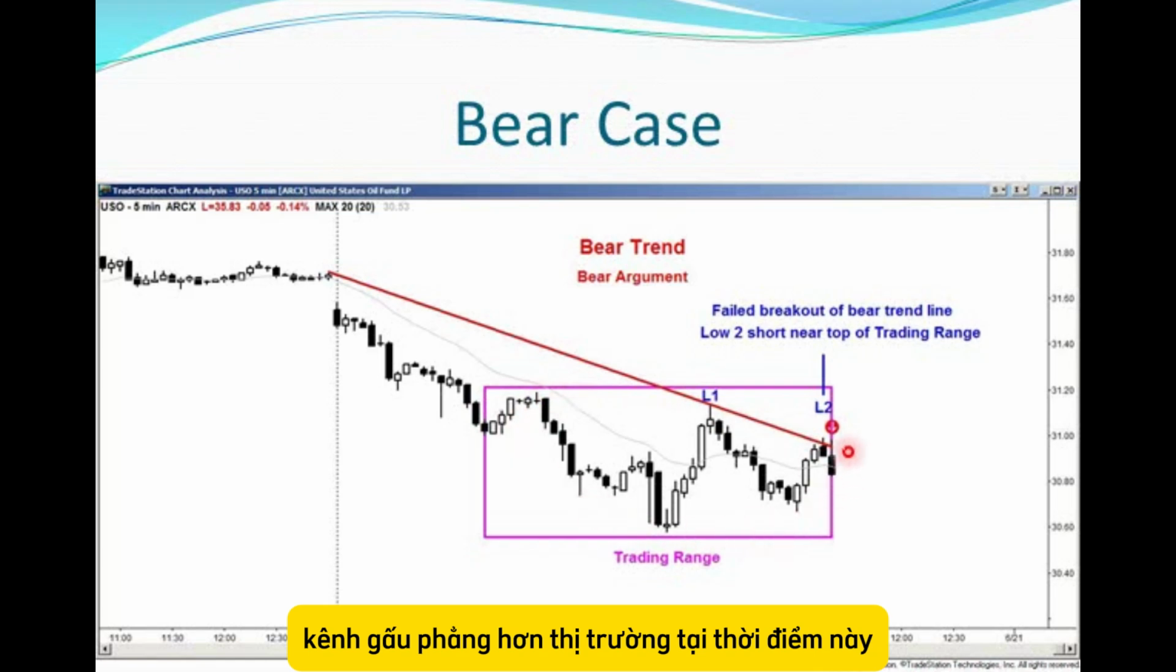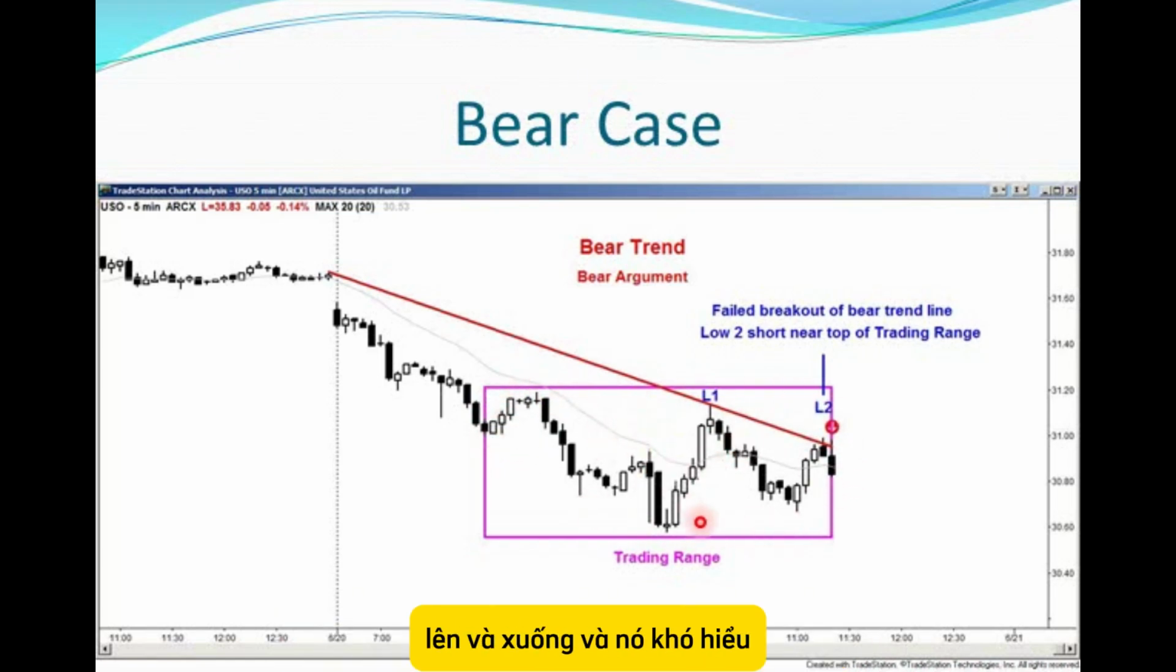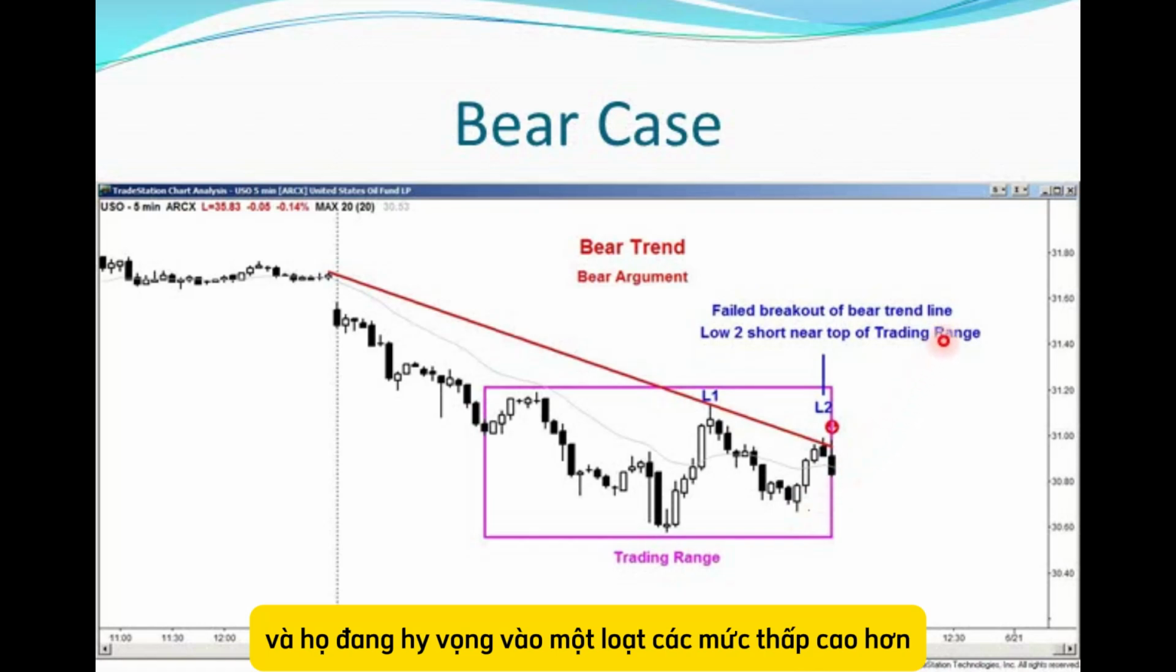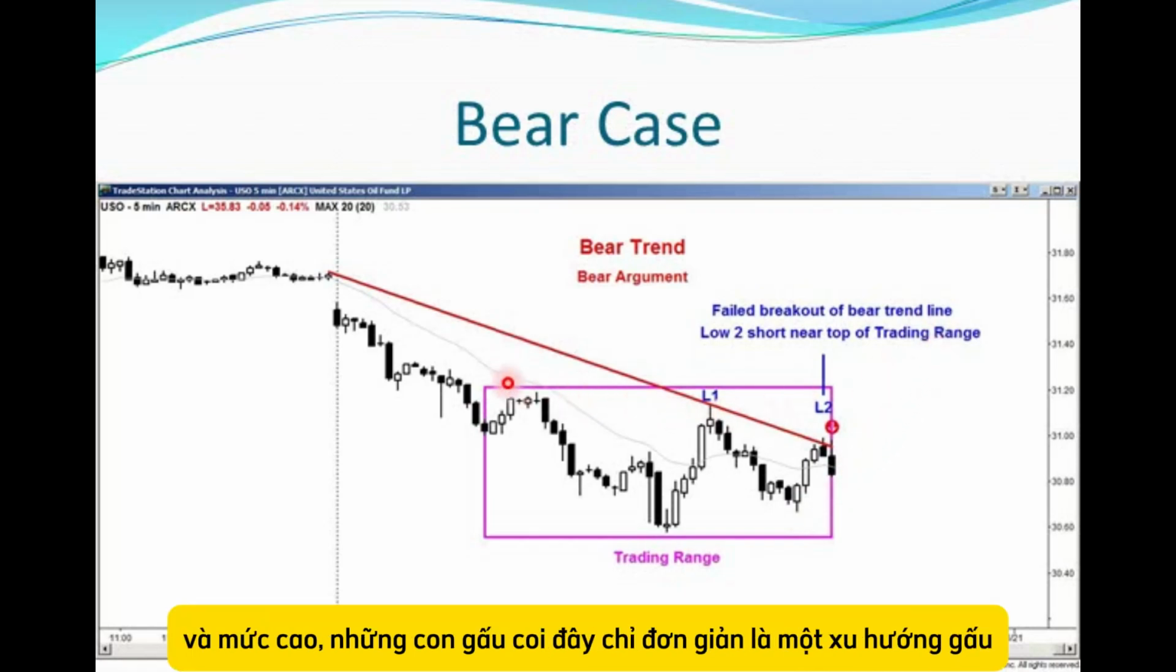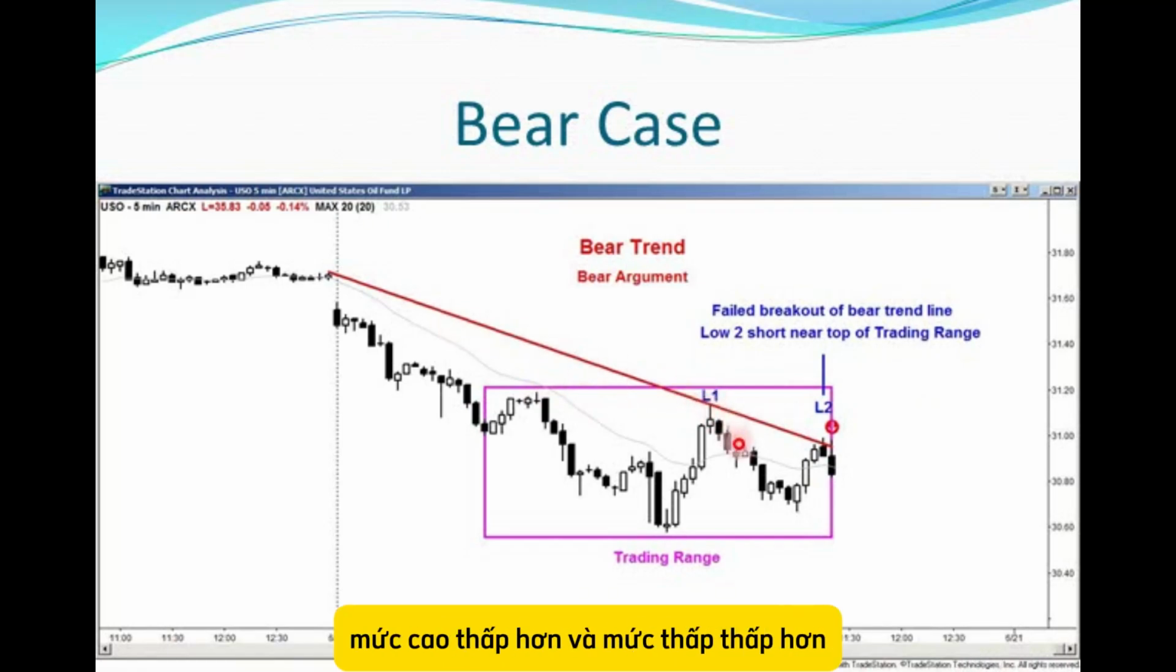The market at this point is in a trading range. The past 30, 40 bars sideways, up and down, and it's confusing. The bulls see a higher low major trend reversal, and they're hoping for a series of higher lows and highs. The bears see this as simply a bear trend that's continuing to form lower highs and lower lows.